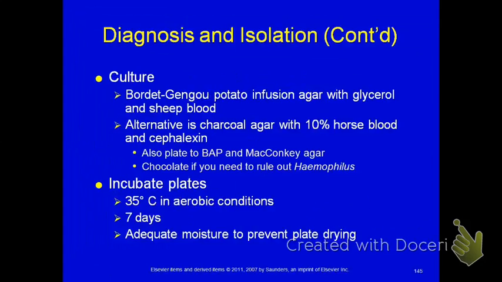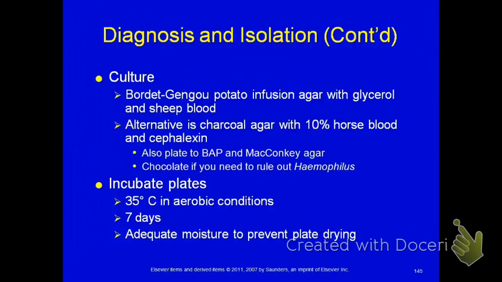Culture would be the Bordet-Gengou potato infusion agar with glycerol and sheep blood. So an alternative would be charcoal agar with 10% horse blood and cephalexin. Cephalexin will serve as an inhibitory substance so that respiratory flora would not be able to grow in the plate, so that you'd be able to isolate the Bordetella only. So also plate to blood agar plate and MacConkey agar. So if you want to rule out Hemophilus, use chocolate agar.